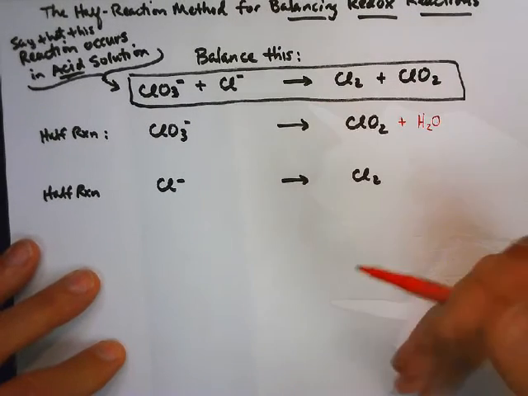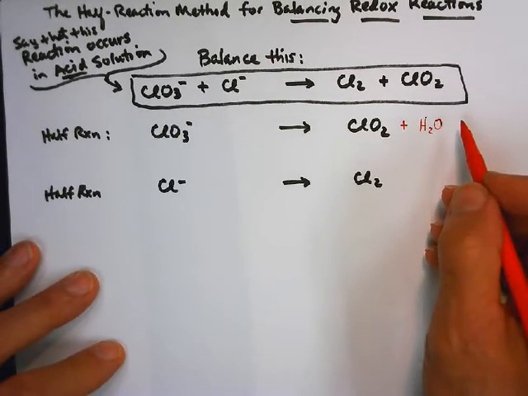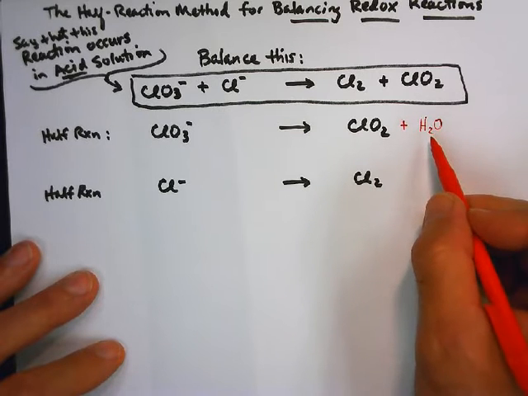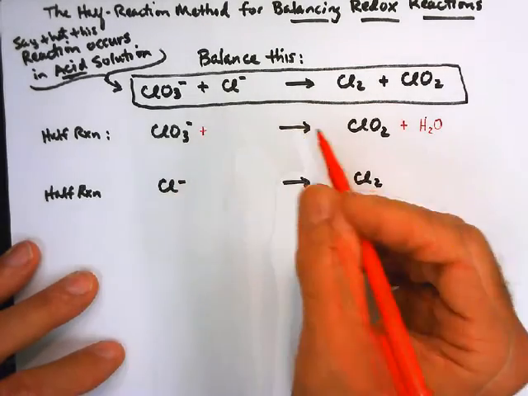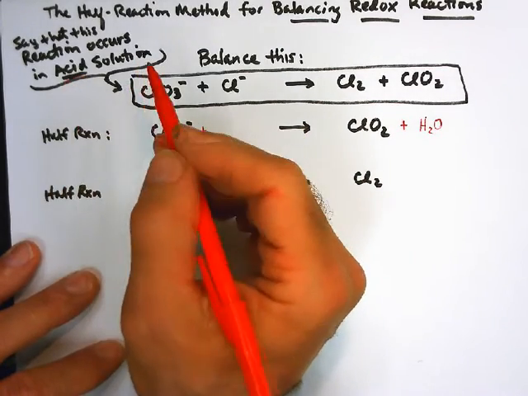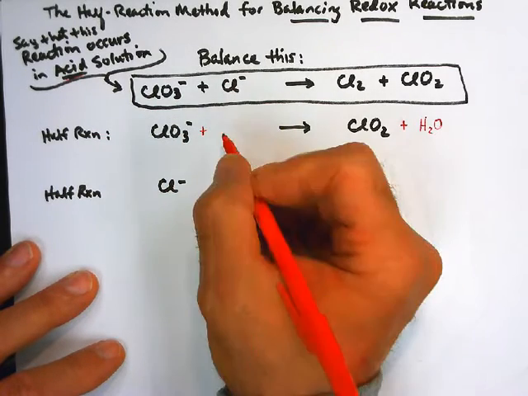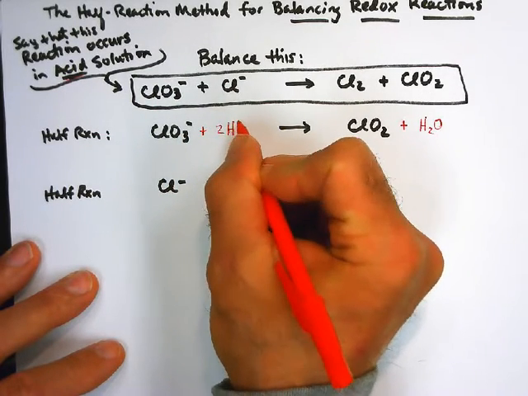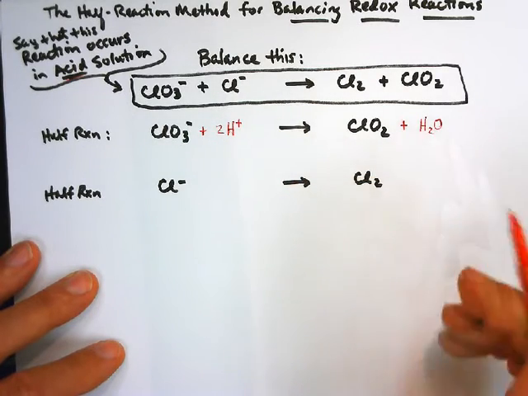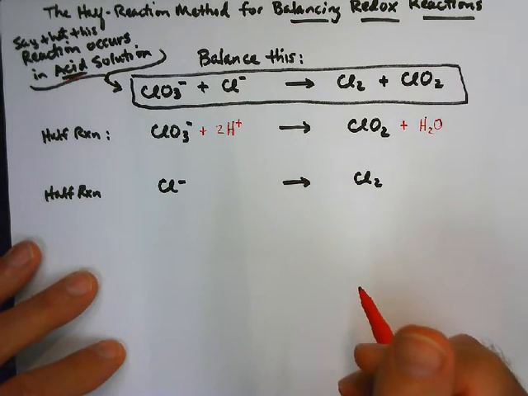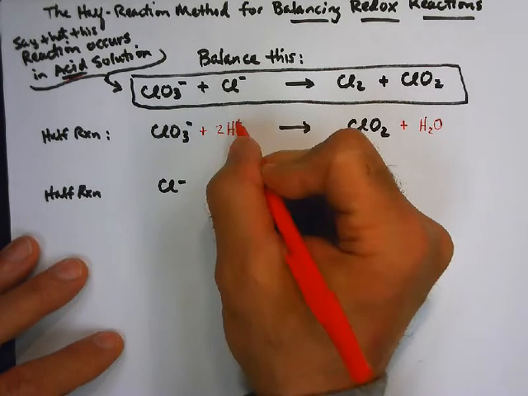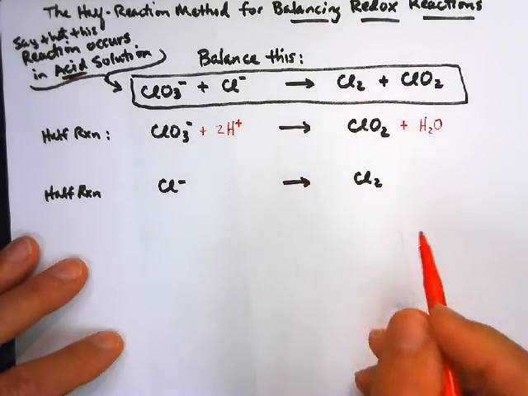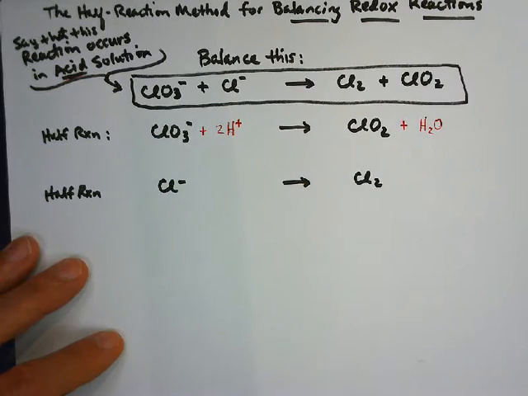However, if we add a water to the right-hand side, that adds 2 hydrogens with it, doesn't it? So I need to add 2 hydrogens. Since this is an acidic solution, and acid means excess H pluses, I add 2 H pluses to the left to balance out the 2 H's on the right. So now my hydrogens are balanced. Notice I put a plus here. That's very important. Don't just put 2 H's. Put 2 H pluses. Okay, so now my elements are all balanced.